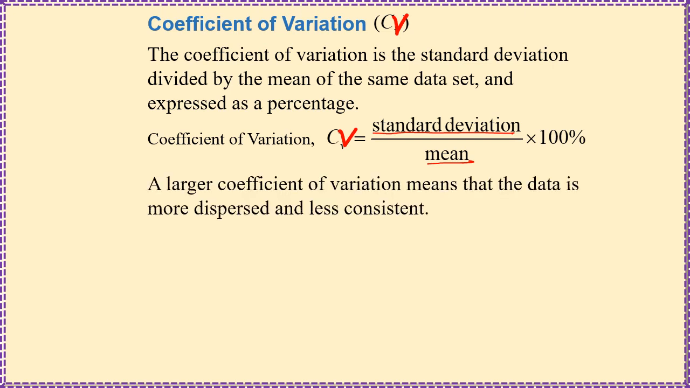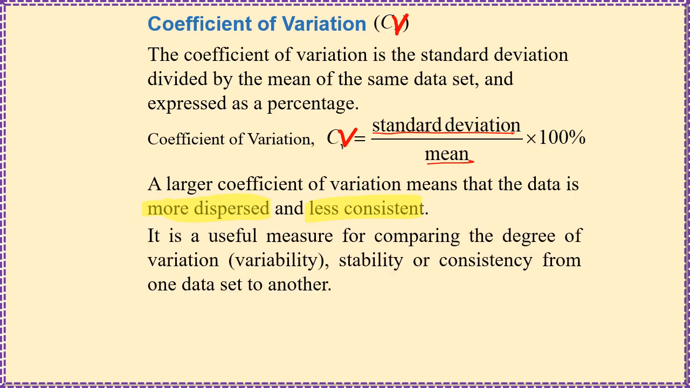A larger coefficient of variation means that the data is more dispersed and less consistent. If it is smaller, the data will be less dispersed and more consistent. So it will be vice versa. It is a useful measure for comparing the degree of variability, stability or consistency from one data set to another.